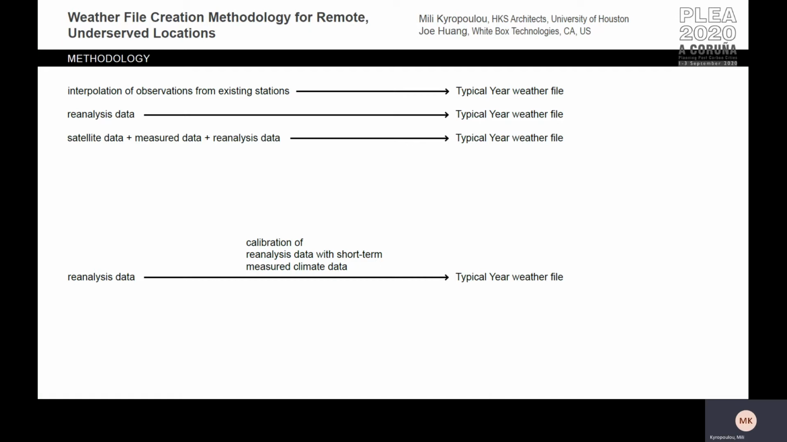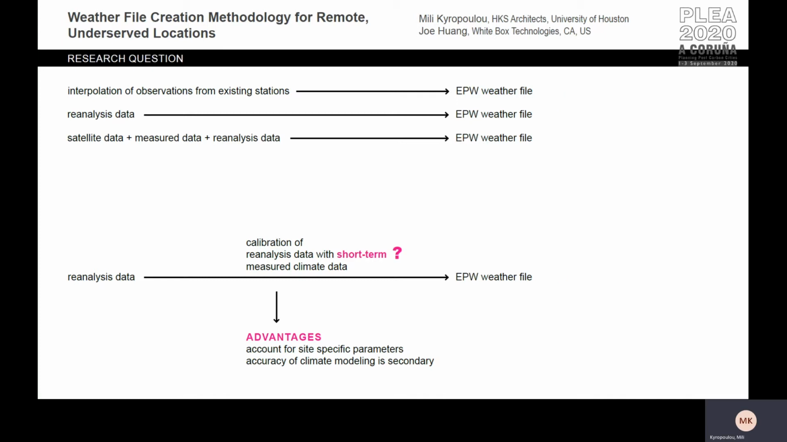With NOAA's MERRA-2 reanalysis data, we used a simpler method of calibrating the MERRA-2 data with the local weather station data. The advantage of this simpler method is that the calibration implicitly adjusts for all differences between the grid cell and the actual site. Furthermore, by calibrating the weather parameters, the absolute accuracy of the climate modeling becomes kind of secondary. The main unknown factor of this method is whether a calibration done for one period will extend to a different, longer period. How consistent and repeatable are the differences between actual measurements and the reanalysis data over the year?